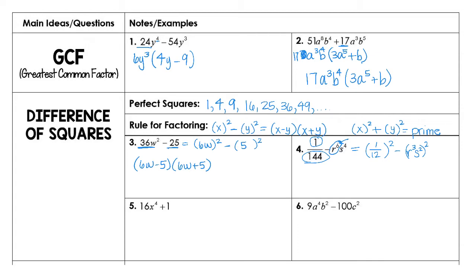Okay, now we're ready to fill in our parentheses. We have 1 over 12 minus r cubed s squared times 1 over 12 plus r cubed s squared. So doing that first step, in my opinion, is very useful. But again, if you can do that in your head, nothing wrong with that. Questions about 3 and 4? Seem okay? What's the answer to 5?